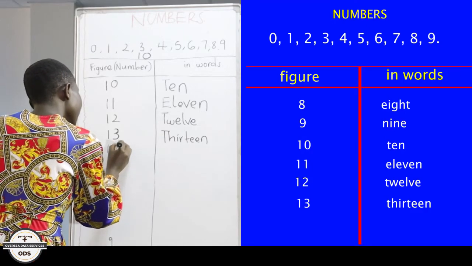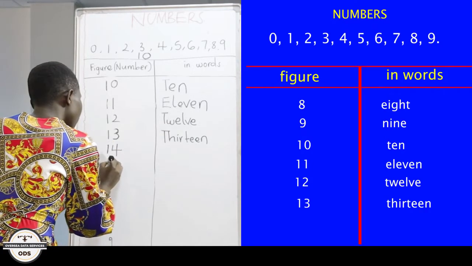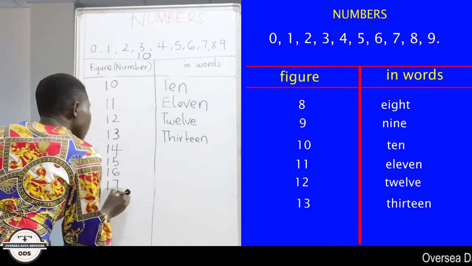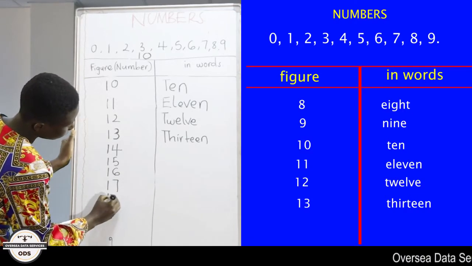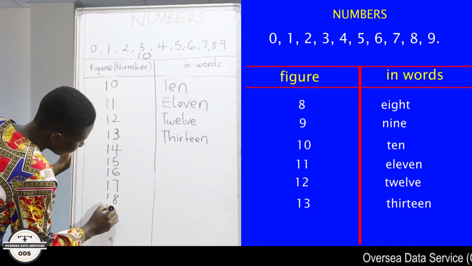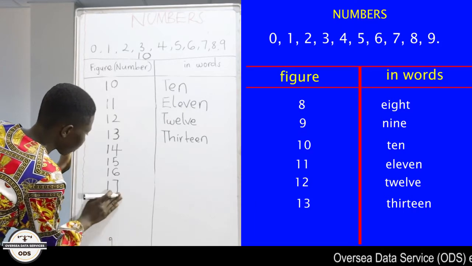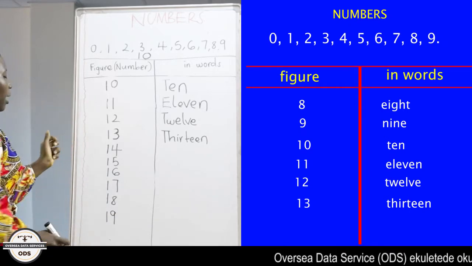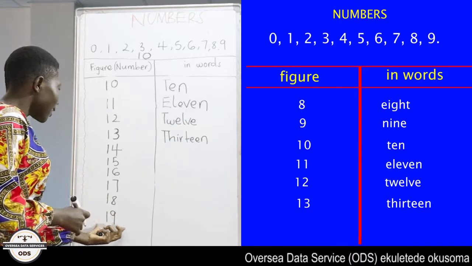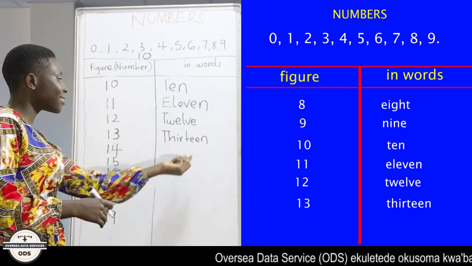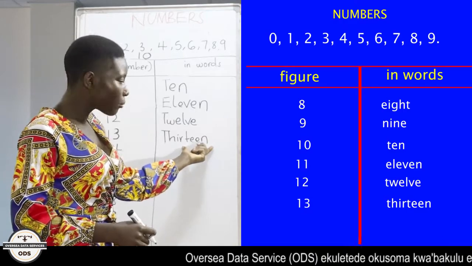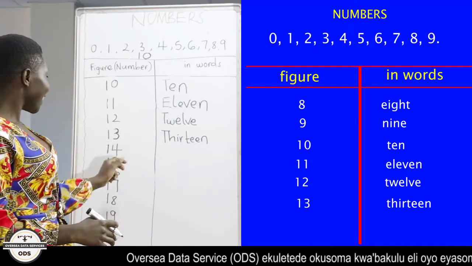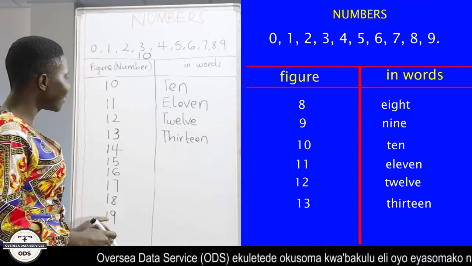We have 14, 15. We have 16, 17, 18, 19. From 13 up to 19 there is a common word teen. This word is common, or it is written on every number from 13 up to 19.